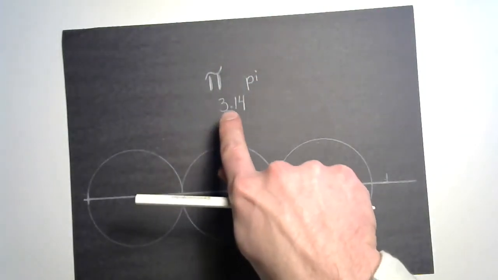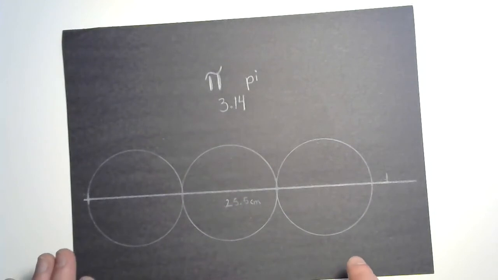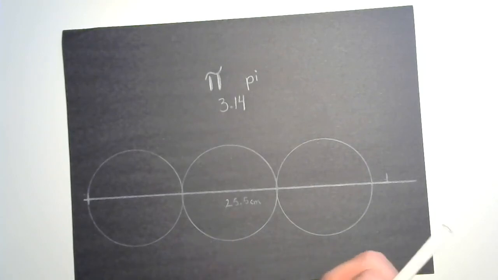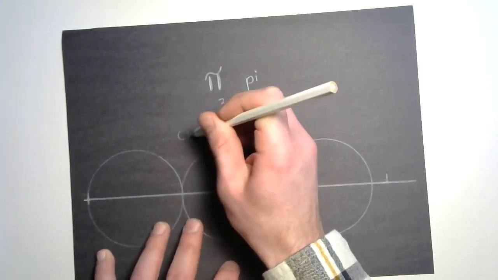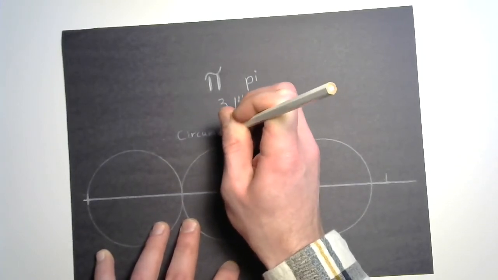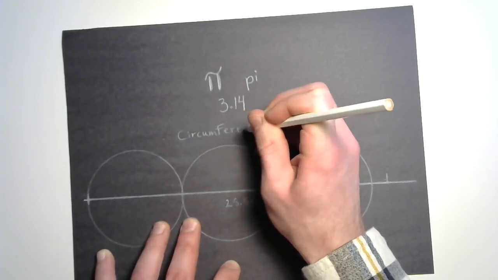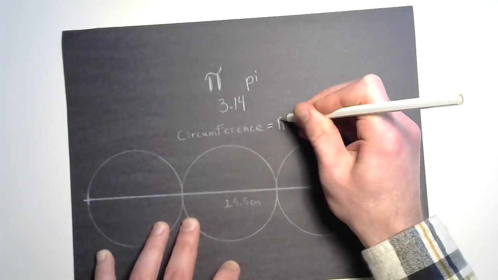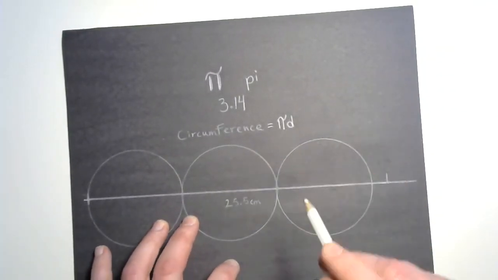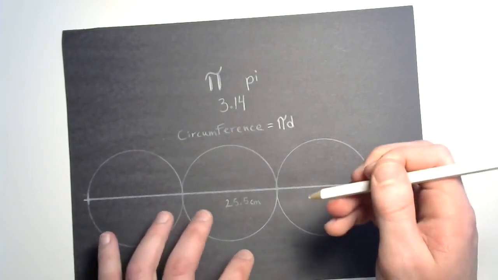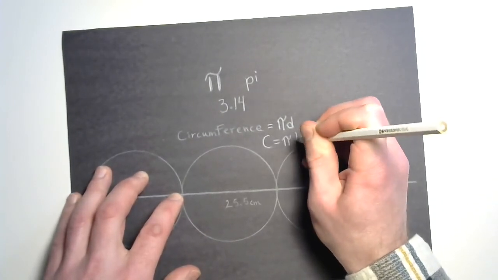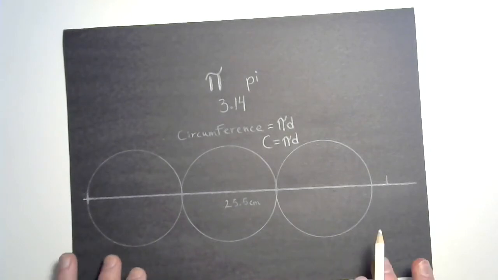So let's take a closer look at all of this. Pi is equal to 3.14. Three times and a little bit more than what? Our diameter. Isn't that cool? So we could say that circumference is equal to pi times our diameter. We'll make the D represent diameter. And really, we could write this even more simply as C equals pi times D. And using that equation, we should be able to find the circumference of any circle.